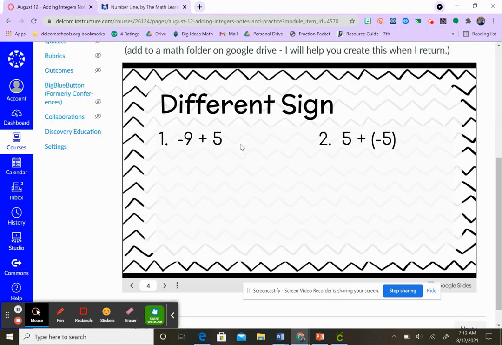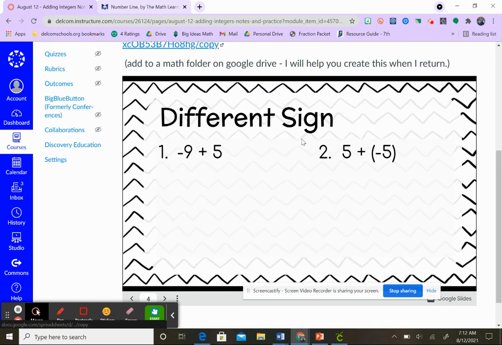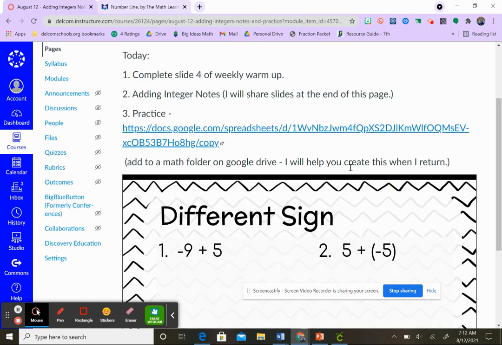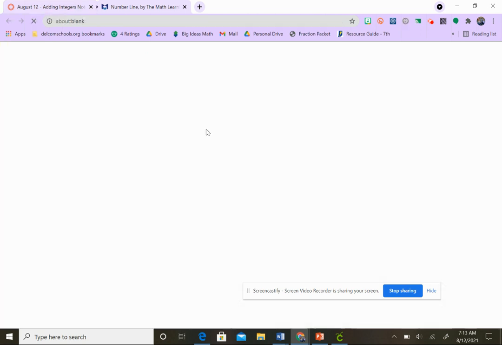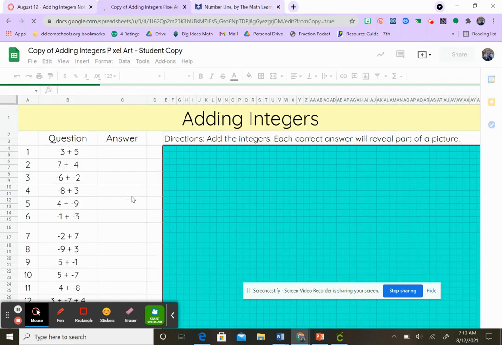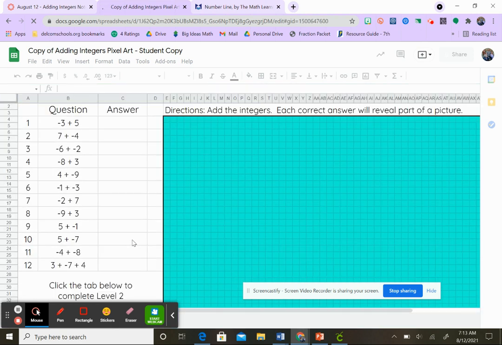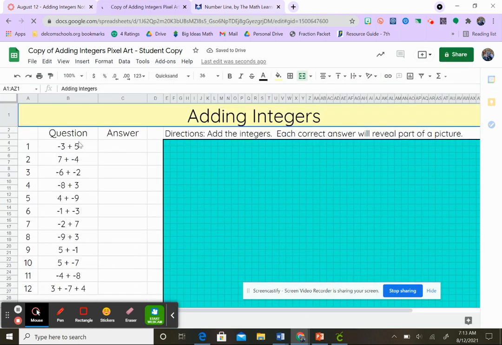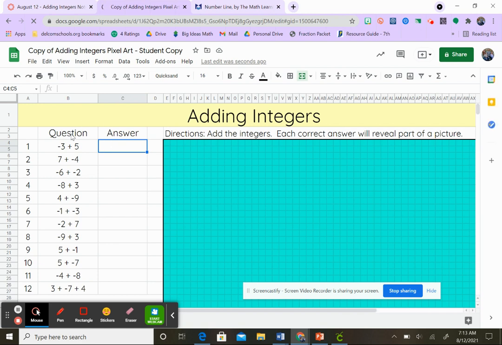So my goal for you today is to do some practice problems. I wanted to create a math folder in your Google Drive, but obviously I'm not there right now, so I will help you with that when I return. If you're going to open this assignment, you're going to make a copy of it. I have practice problems for you to try. So -3 plus 5, I have different signs, so I subtract them, and 5 minus 3 is 2.